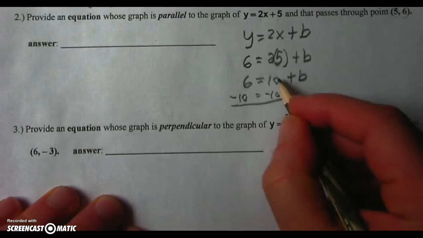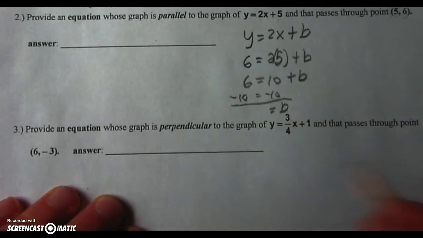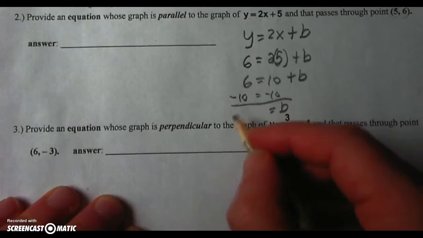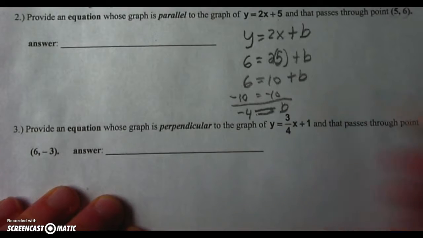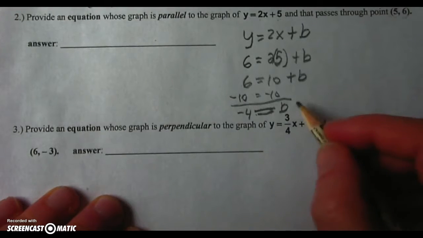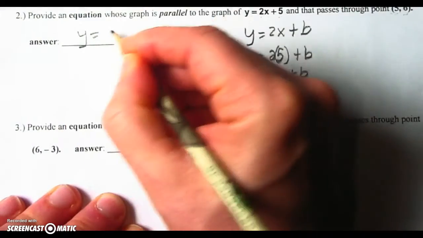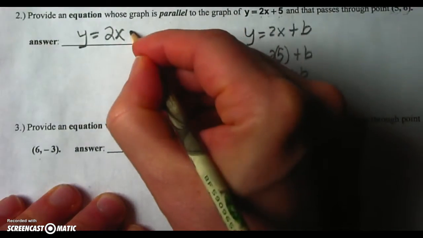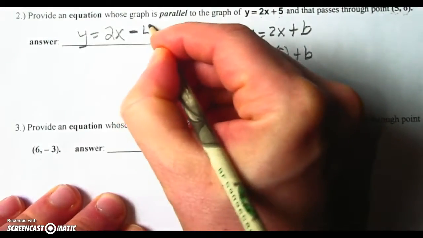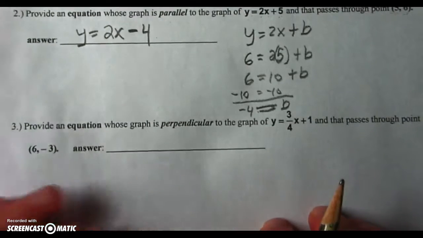Okay? So 10 minus 10 is 0. We end up with b on this side. And on the other side, we have 6 minus 10, which is negative 4. Okay? So that's our y-intercept. So now we can write our equation. We know the slope's going to be the same. So y equals 2x, and we found our intercept is negative 4. So we get y equals 2x minus 4, and there's our final answer. Okay? So we did it.